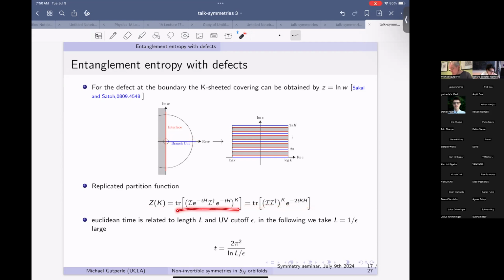So the kth replicated partition function for the Renyi entropies then basically has this insertion of the defect and the conjugate defect, because the orientation of the defect changes when I think about this replication, so I have to insert I and I dagger. For conformal defects, obviously that doesn't commute with the Hamiltonian. For topological defects, these defects commute, and I can just put them all together.